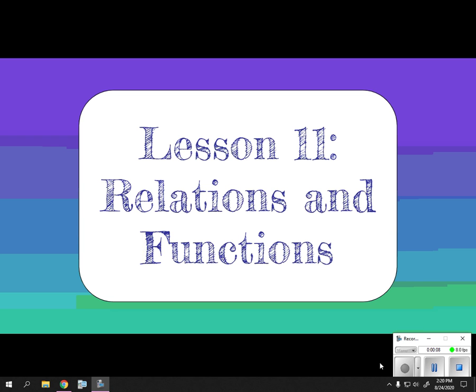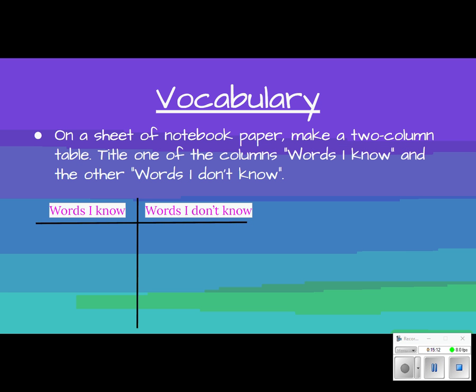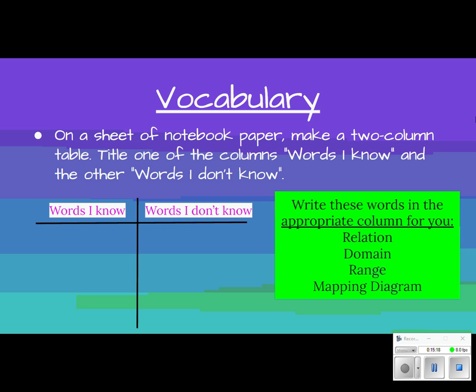And one thing I want to tell you about this lesson and the lesson for tomorrow is that they're easy. So on a sheet of notebook paper, write down the words I know, the words I don't know. These are the four that I need you to look at right now. Relation, domain, range, mapping diagram.